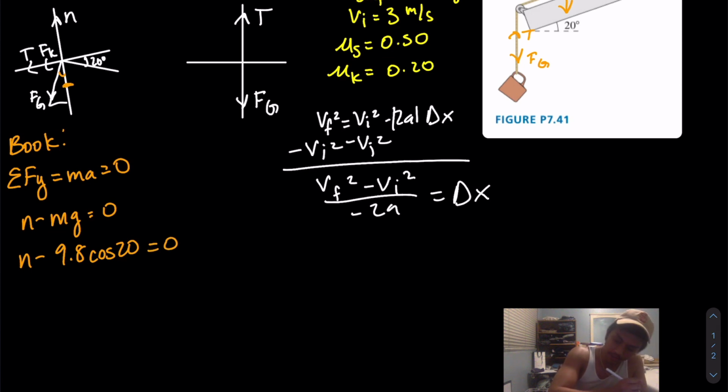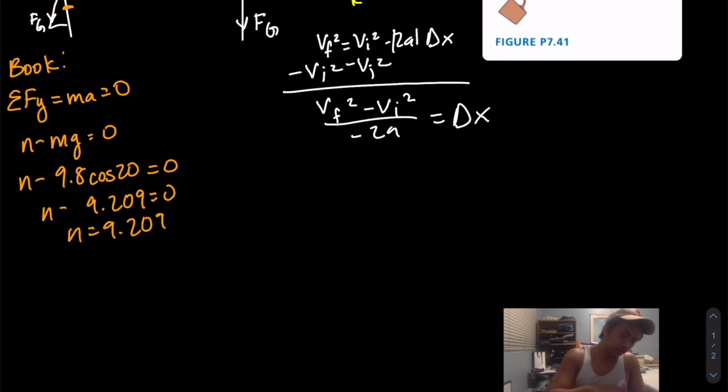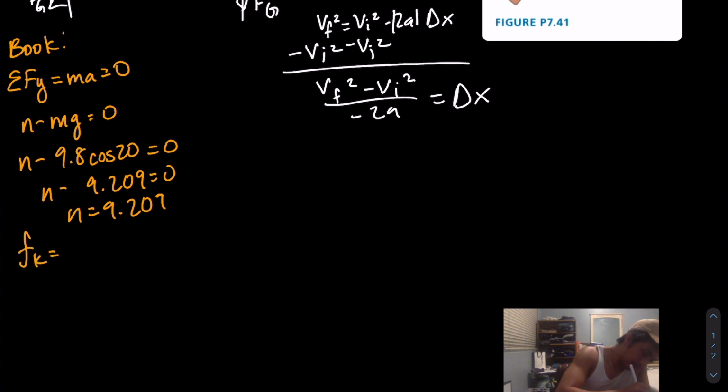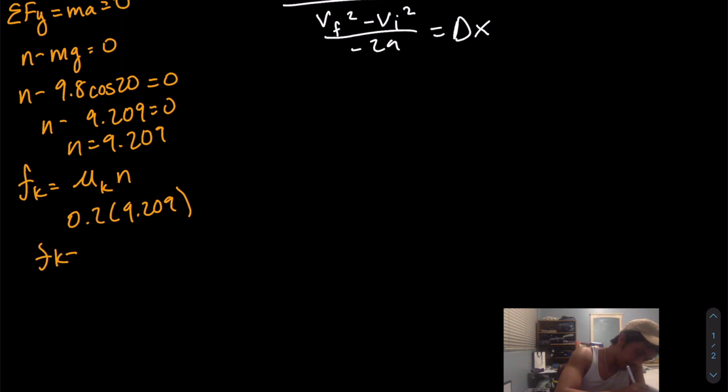This is just to solve for N, so I can find the kinetic friction. So N equals 9.209. Then the kinetic friction equals the coefficient times N. The coefficient of kinetic friction was 0.2 times 9.209, so the kinetic friction equaled 1.842.